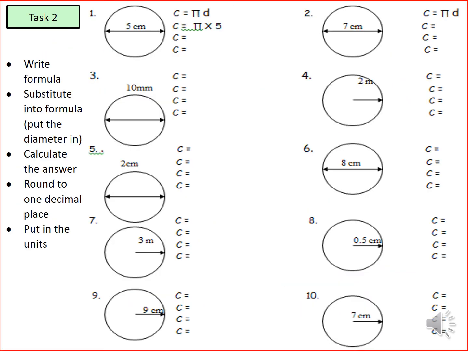For set 3 and 4, select 3 questions on radius and select 3 questions on the diameter of a circumference. For set 5, have a go at the diameter questions, but if you want to challenge yourself, have a go at the radius questions also. Please upload your answers to class charts.